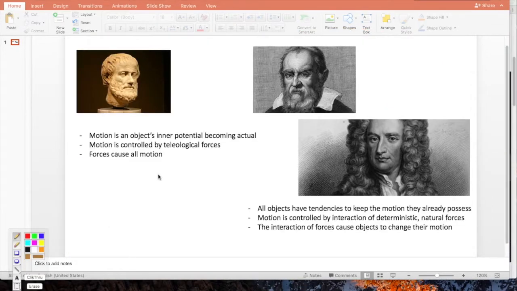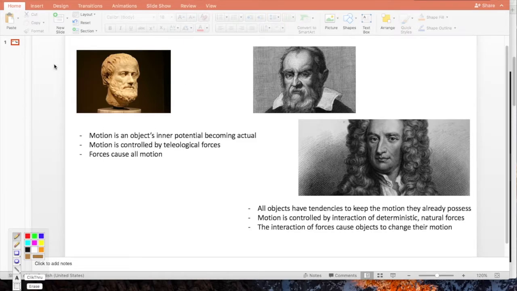Okay, in order to understand everything I'm about to tell you about forces and how forces and objects interact to cause changes in motion, you really need a brief history lesson about how all of this was developed. We need to start our history lesson with this guy over here on the left.